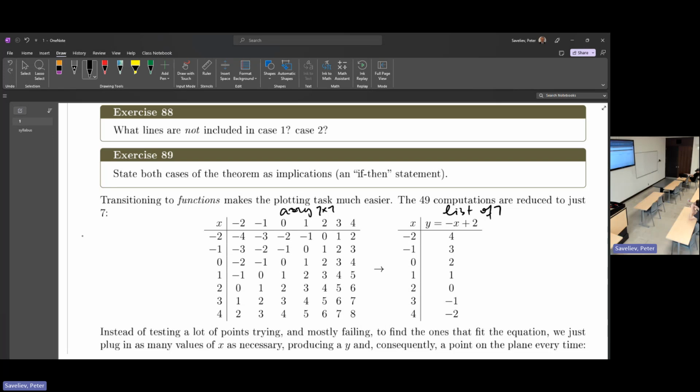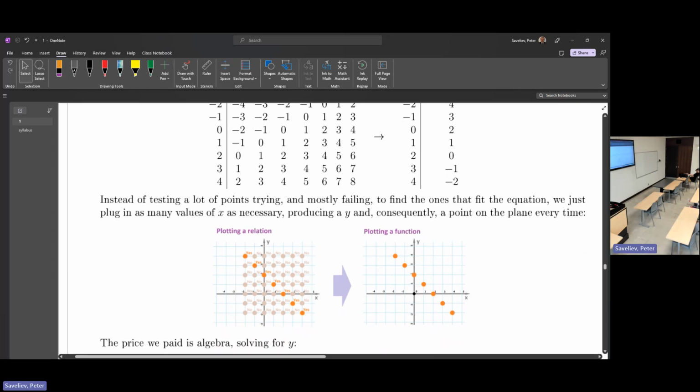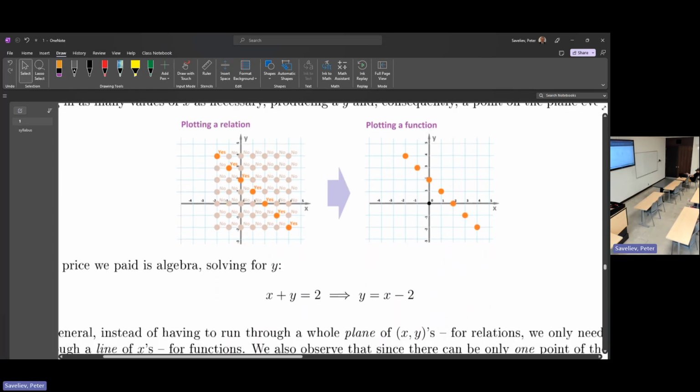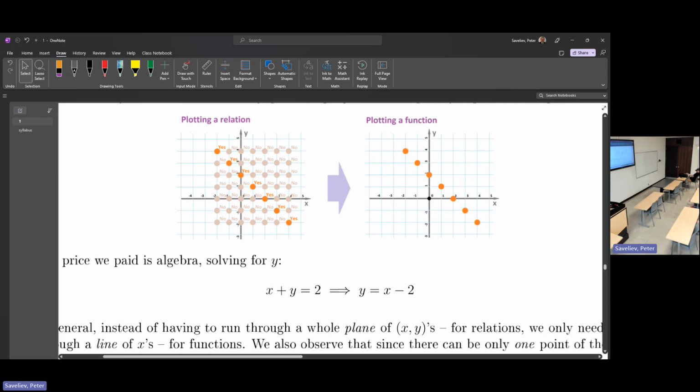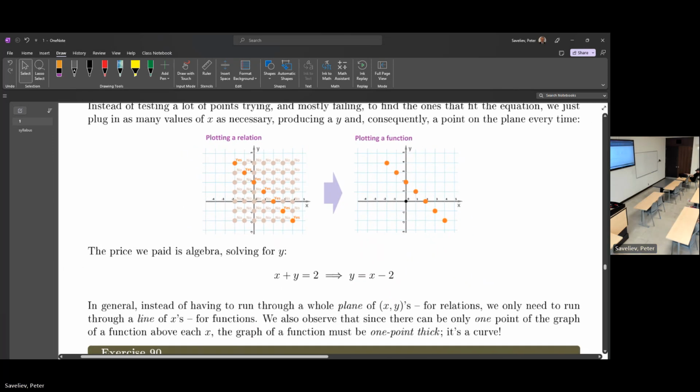Okay, so naturally all this testing would be done by a computer. But solving the equation probably would have to be done by hand and by yourself. So once again, plotting yeses and nos of a relation, versus plotting a function, which is only yeses, you just plot one point at a time.